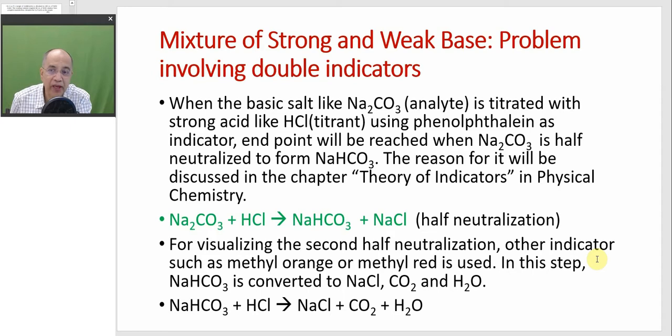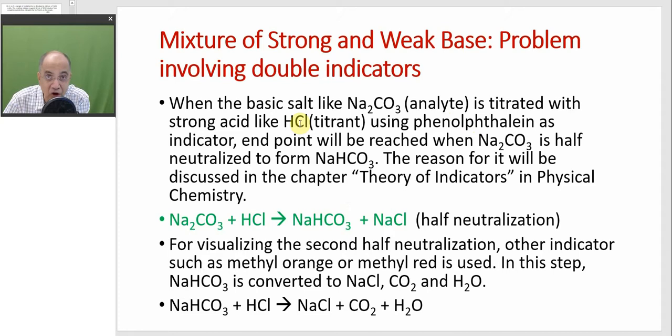When we have a mixture of bases, two bases, one strong and one weak, then how to do it? For example, you have a mixture of sodium hydroxide, which is a strong base, and sodium carbonate or sodium bicarbonate, or sodium hydrogen carbonate, which are weak bases. So how to analyze such a mixture? Or you have two weak bases, sodium carbonate and sodium bicarbonate. How to analyze such a mixture?